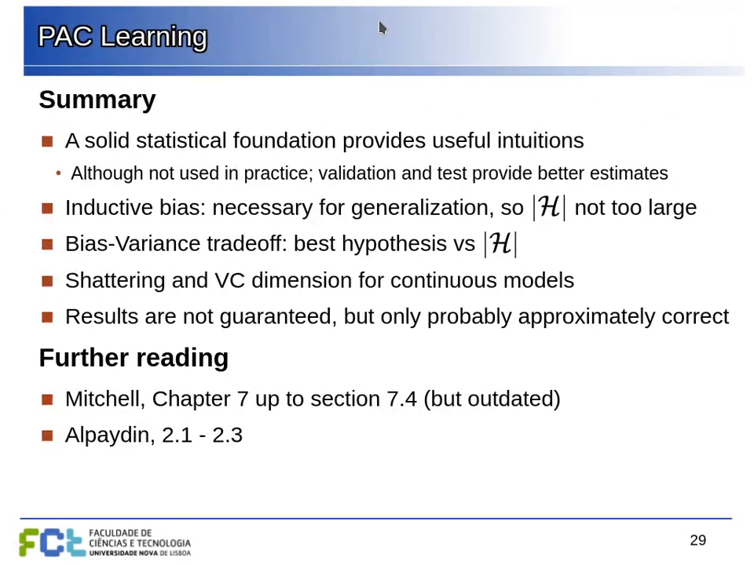So to sum up, having a more solid foundation on probabilities and statistics in machine learning provides us with useful intuitions, even though in practice we are not going to use these bounds because they are very rough bounds and much wider than what we can empirically get with validation and test sets, for example. We get better estimates, but this shows us what is the contribution of different aspects of our models, the various parts of the error that we are committing.